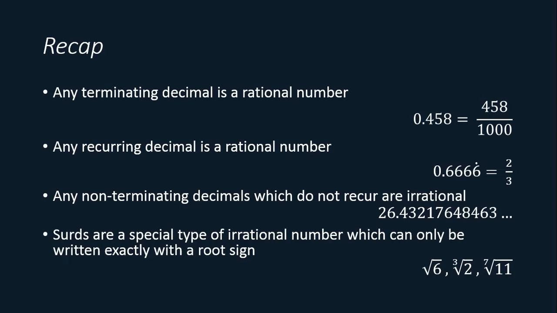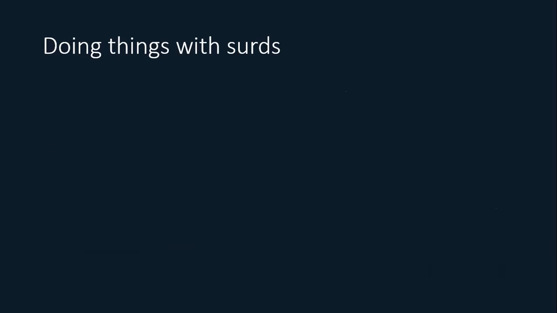Our surds are a special type of irrational number which can only be written exactly with a root sign, and the type of that root sign doesn't matter. Square root, cube root, 7th root, 10th root, they can all be surds if that's the only way to exactly express them. So let's start to move on to how we can do things with these surds.